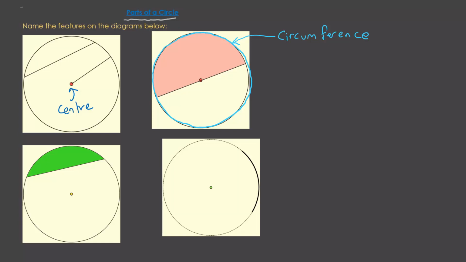So a line that goes from the center to the circumference is called a radius. And the plural of that, if you have more than one, is radii.